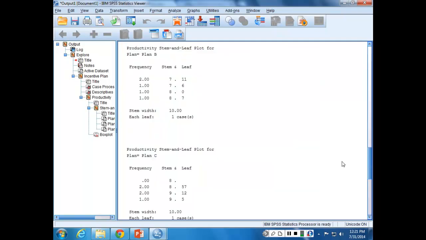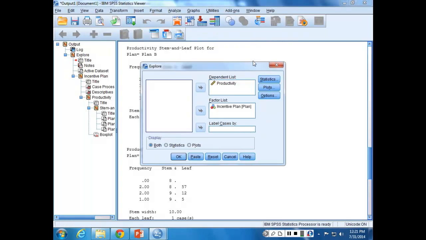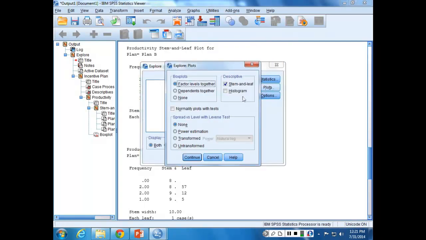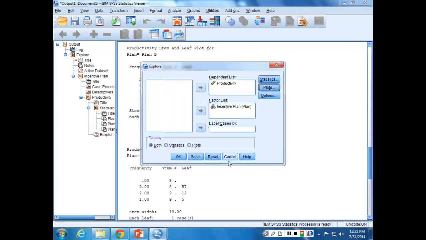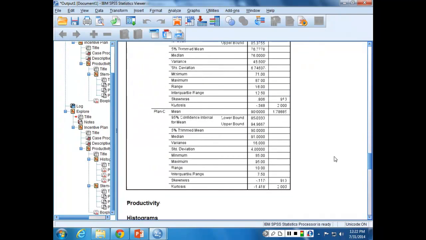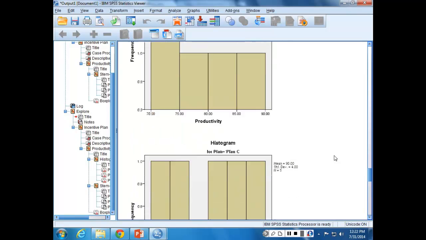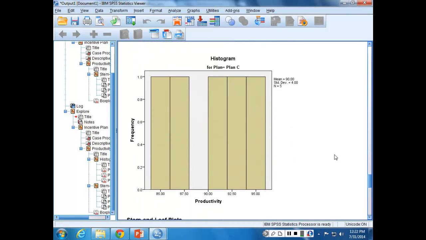In fact, I'm going to go back and do one other thing. I'm going to go back, Analyze, Descriptive, Explore, and under Plots, I'm going to check Histogram. I'll just run that again. There's all the stuff we already had. Now I have histograms for all 3 data sets.